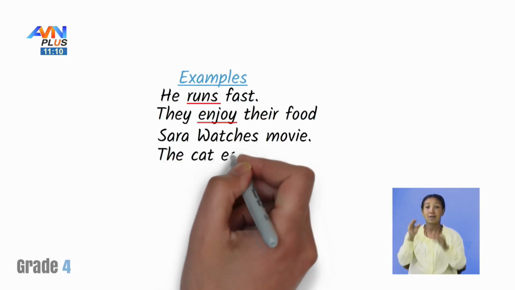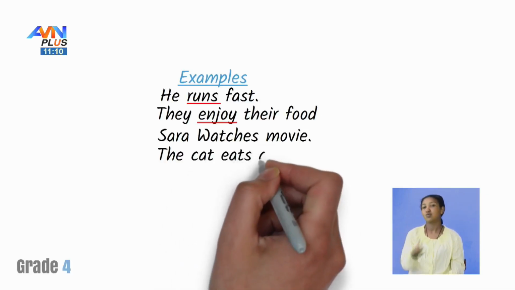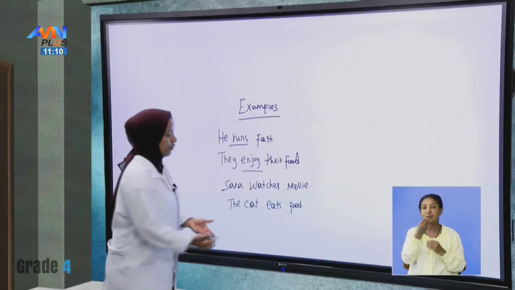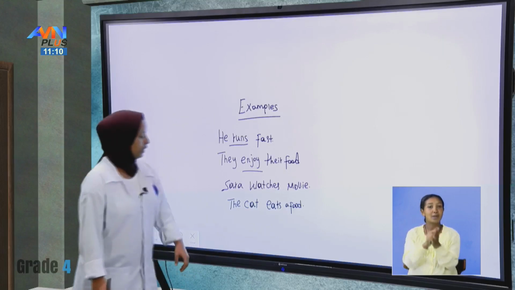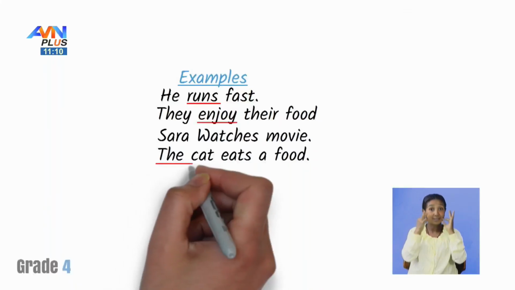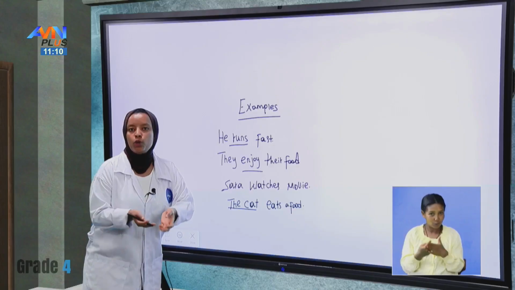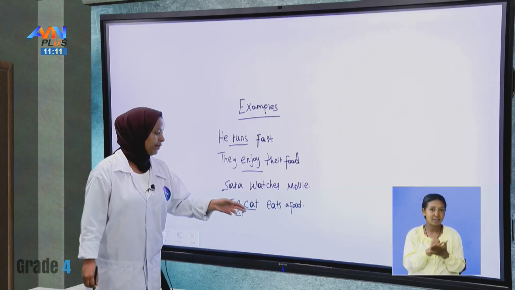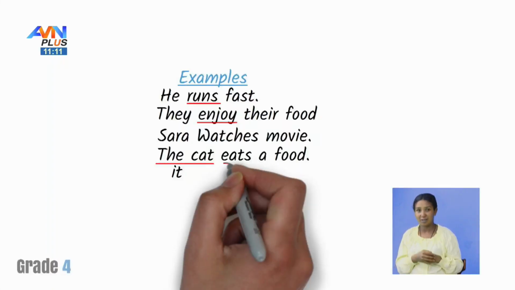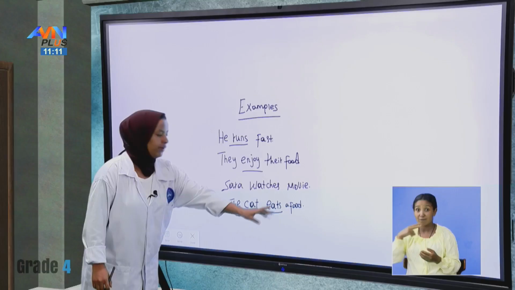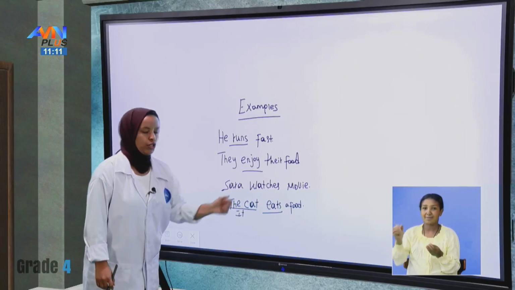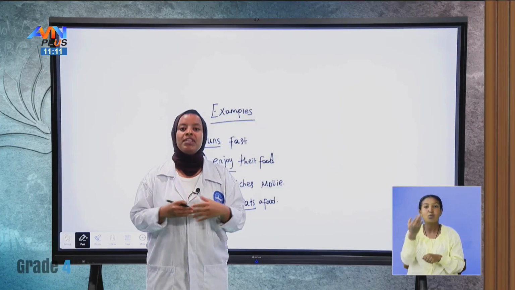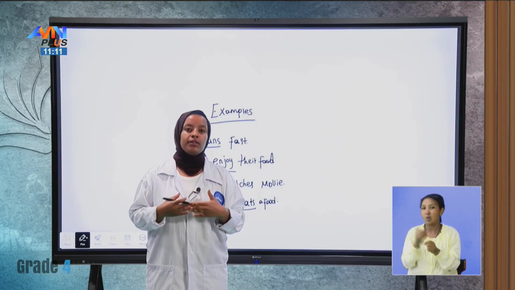The cat eats food. For example, here, students, the cat is a singular noun, so it could also be replaced by the pronoun it. We can take it as eat. So the cat eats food. Here, at the end of the base verb, we just add what? S. So students, when we come to simple present tense, we can use it for what? Mostly habitual or repeated action.